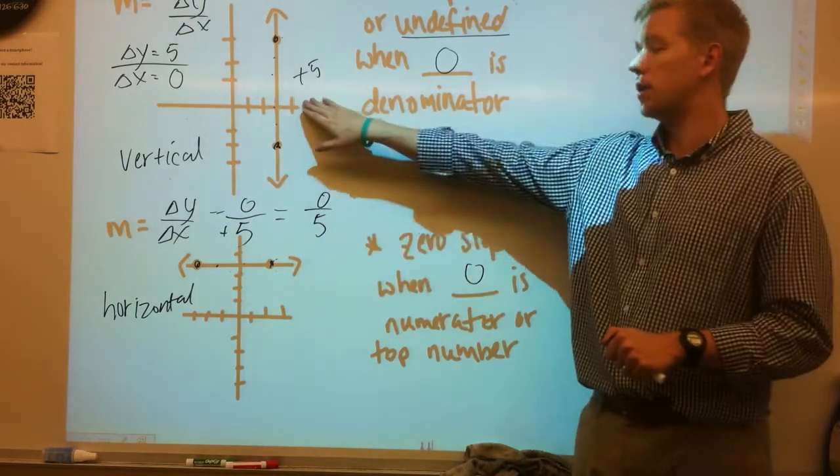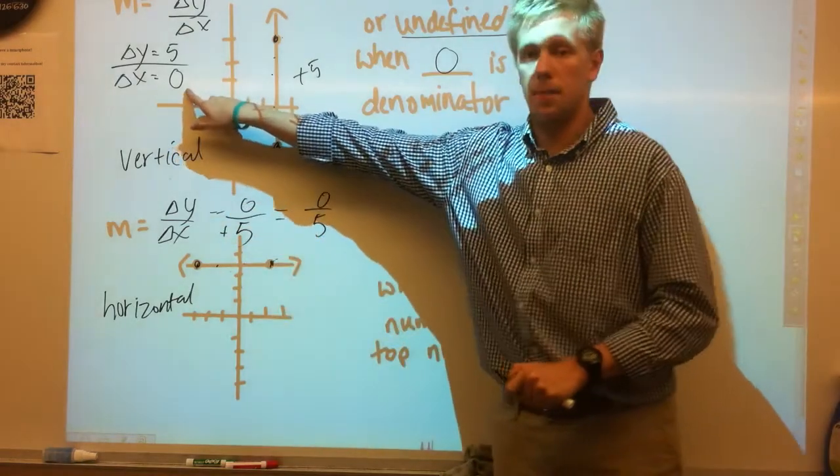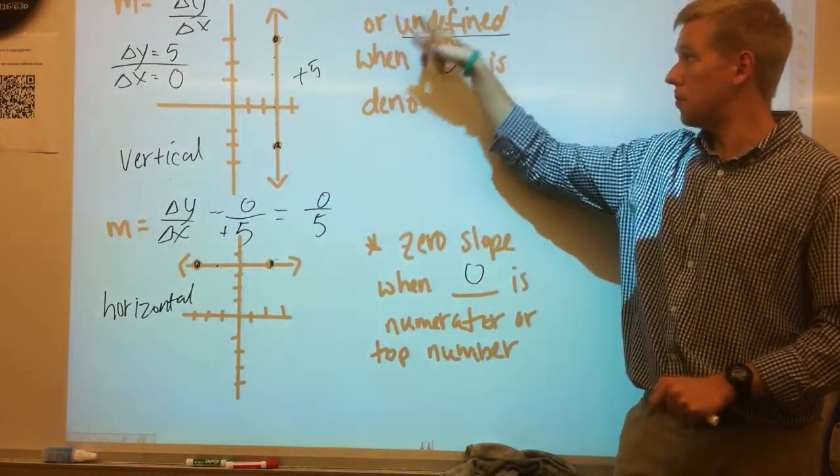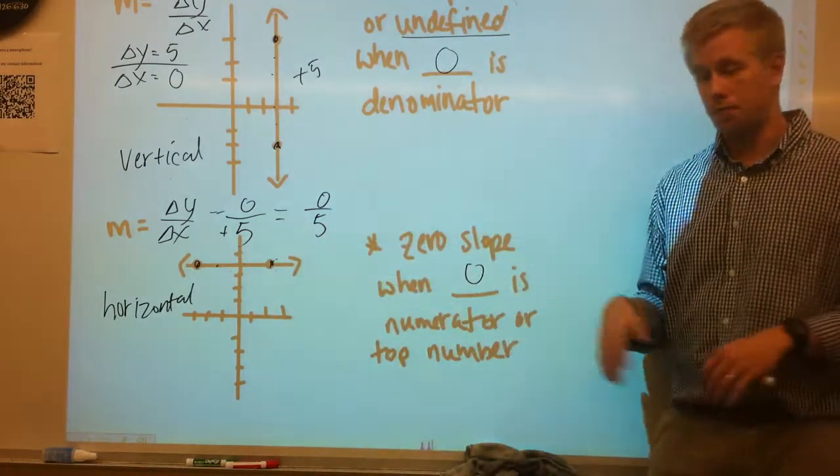So those are two tricky ones that we don't normally see, but you need to know that when 0 is the denominator, it's called no slope or undefined slope, and when 0 is the numerator, it's just called 0 slope.